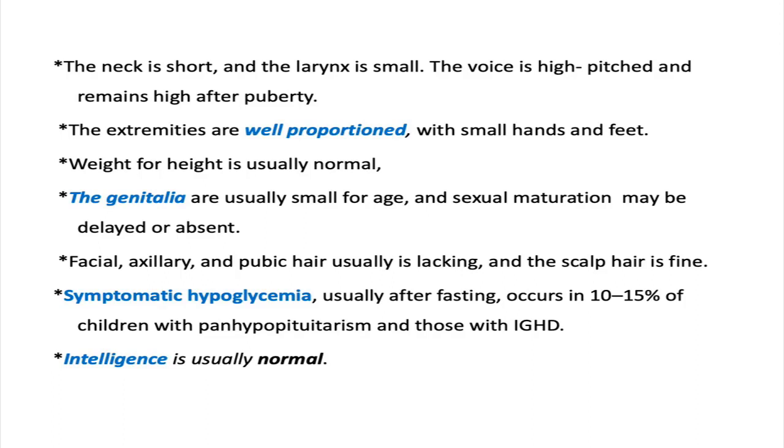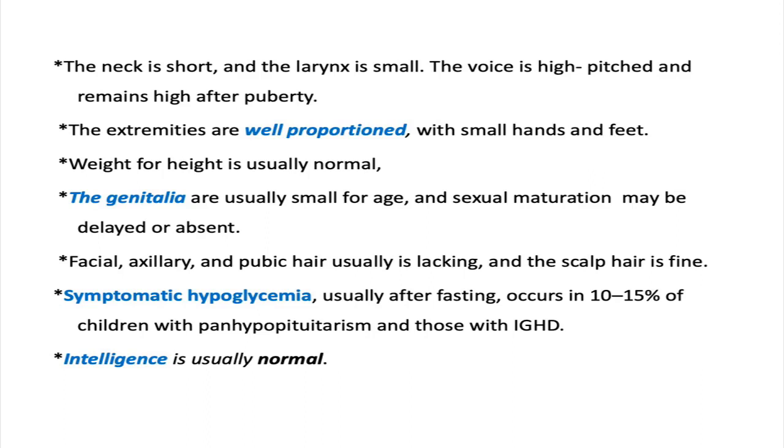So the voice of the baby will remain and not be affected by puberty. The extremities are well proportioned with small hands and feet. So the proportion between the upper and lower segments is well maintained in patients with growth hormone deficiency. This is in contrast with congenital hypothyroidism, in which the short stature is disproportionate. So the child with growth hormone deficiency is a normal child but of small size. The weight for height is usually normal and maintained, and sometimes the weight may be more.